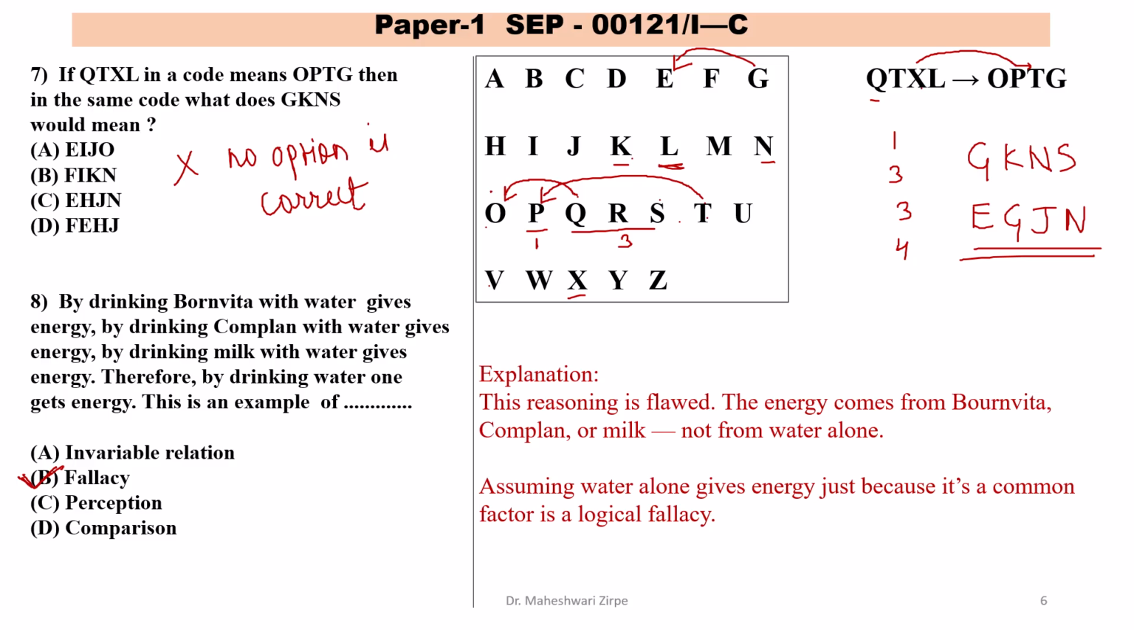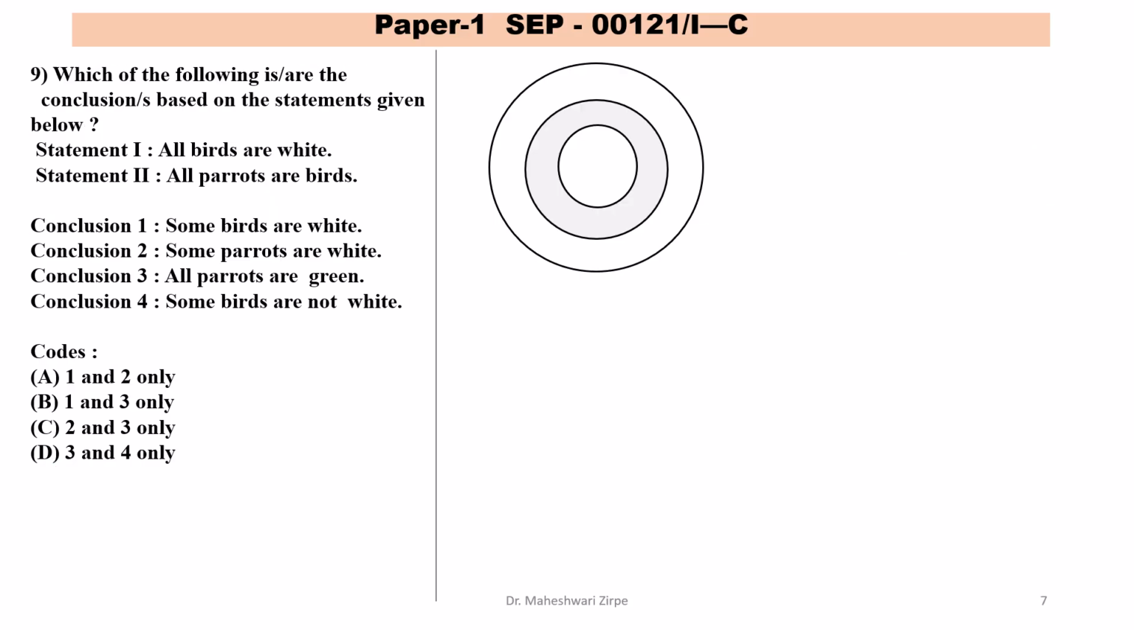Means we cannot compare such statements with mathematics. In mathematics we can say if x is equal to y and y is equal to z, therefore x and z are correlated. But here we have to think logically. So this is the false statement. That is B is the correct option for this question.